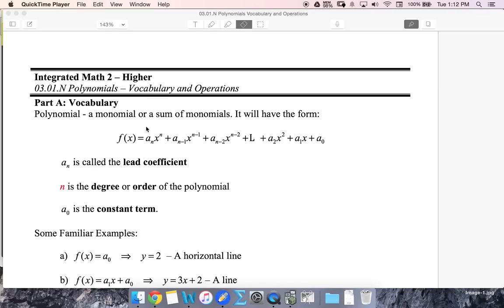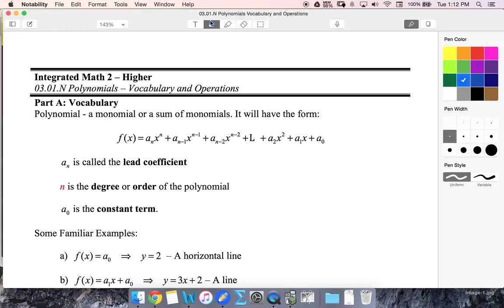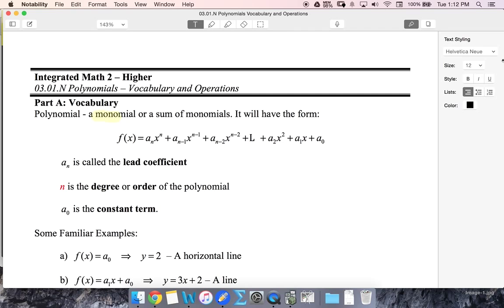IMH2. This is on polynomials, and first we're just going to start with vocabulary. So a polynomial is defined to be a monomial or a sum of monomials, and this bit here, monomial, mono meaning one. So monomial is one term. Let's go ahead and fill that in. So monomial is one term.